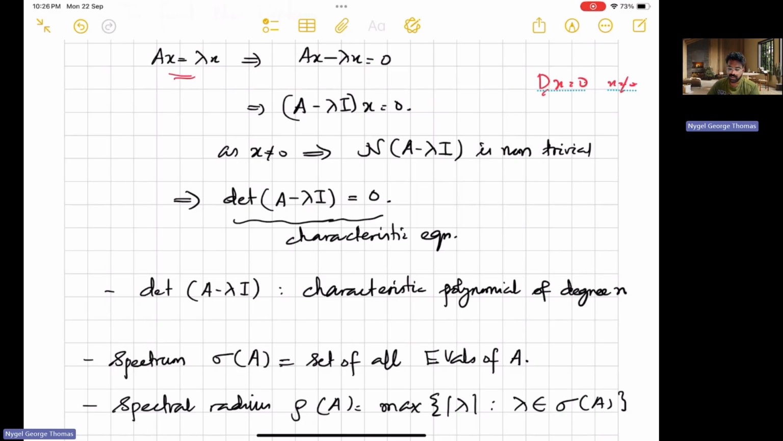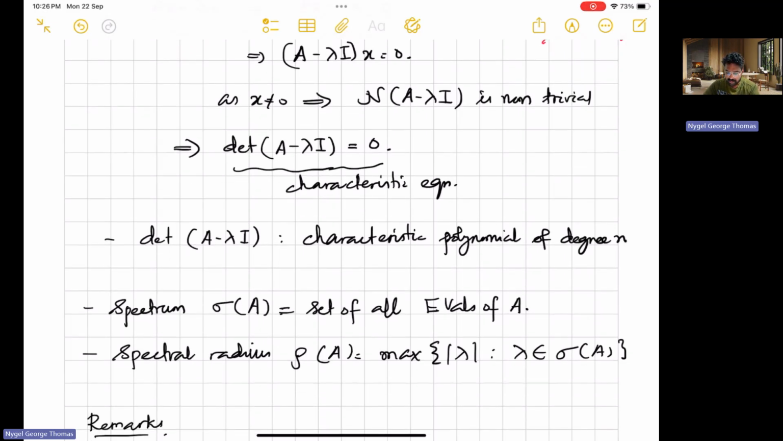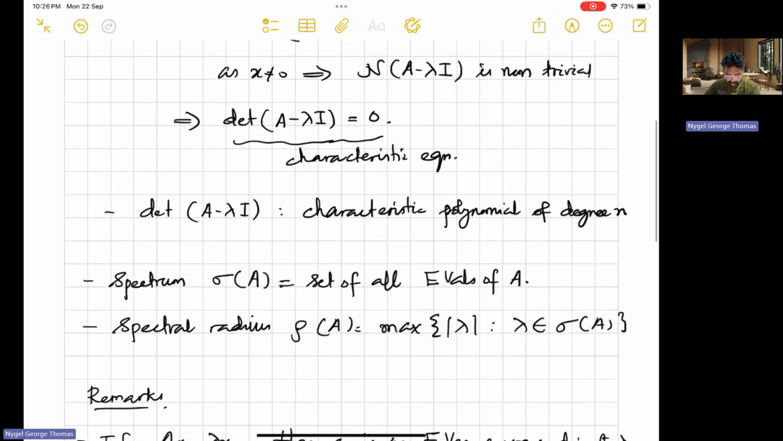Fine. Also, one way of looking at it: if we know the eigenvalues of a matrix and subtract lambda I from that matrix, you can turn it into a singular matrix. That is also another way of looking at it. It's actually a fascinating aspect of it. So this equation is known as the characteristic equation. The determinant of A minus lambda I is known as the characteristic polynomial, and it's of degree n.